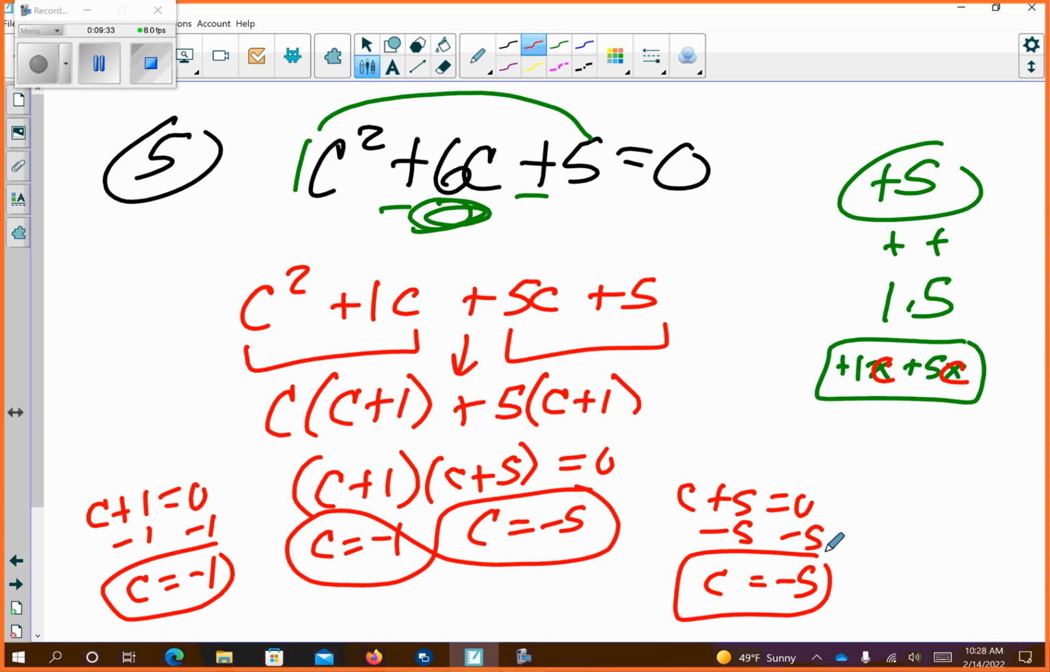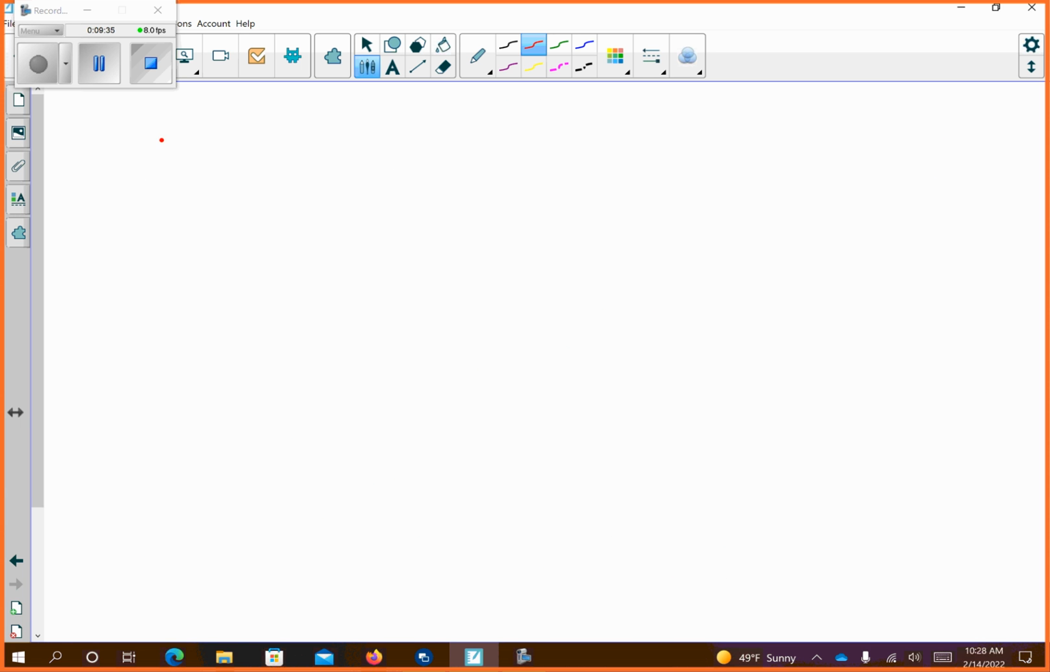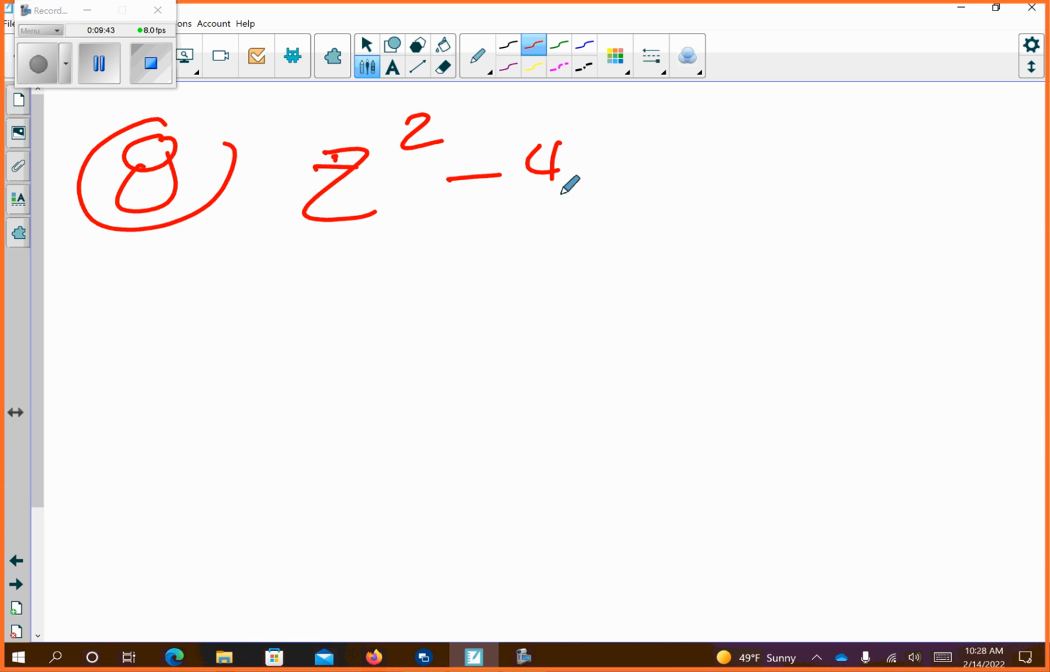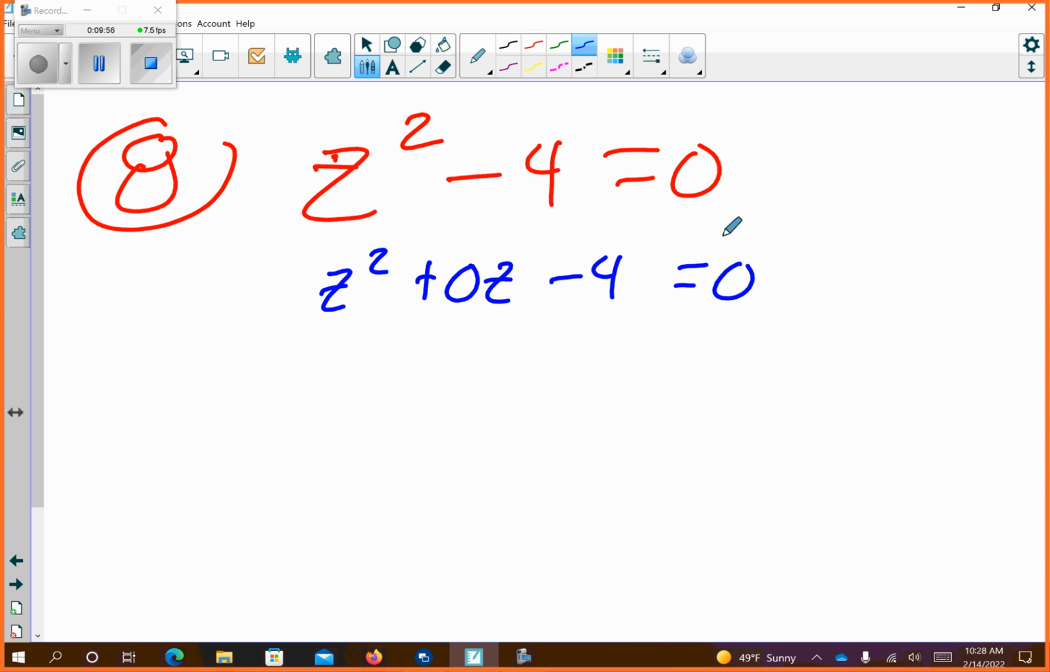Yeah. 8. Could you read me what number 8 says, please? Z squared minus 4 equals 0. Okay. All right. So we're missing the individual Z term. We have the squared term and we have the number. So I'm going to plug the 0 in. Is that okay?